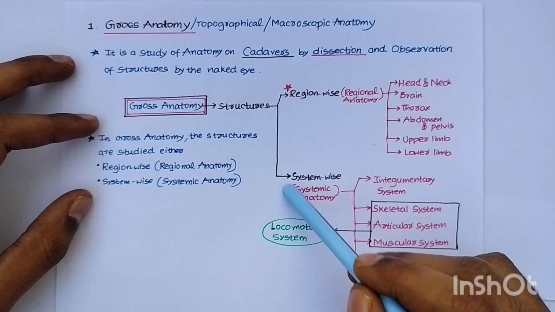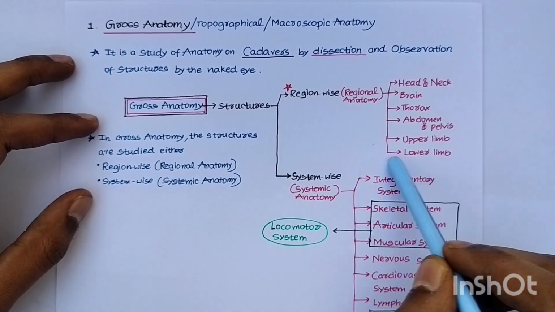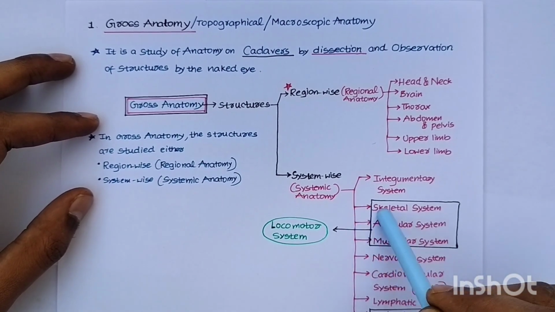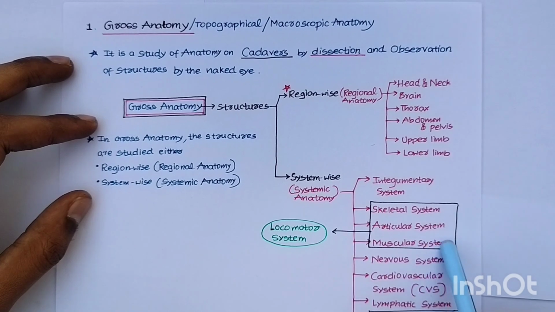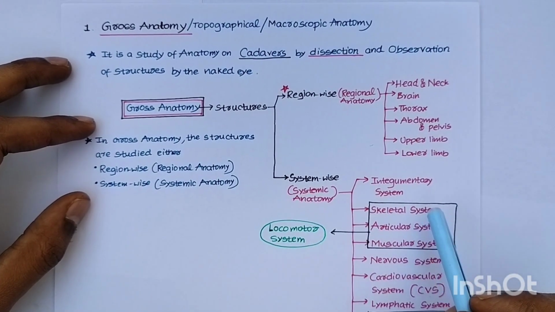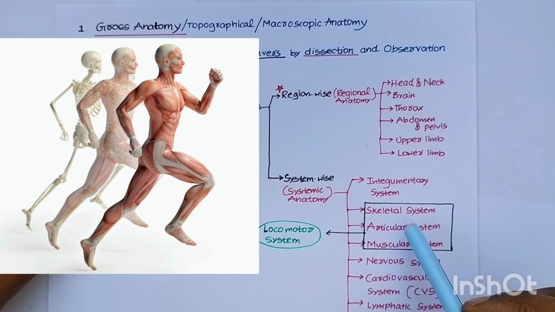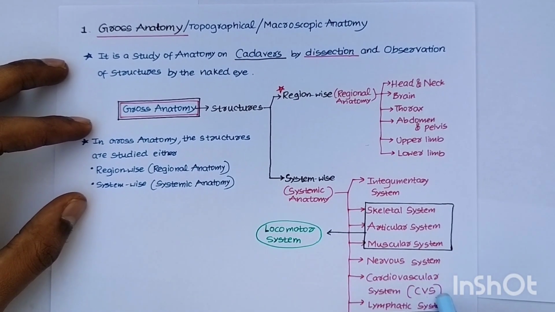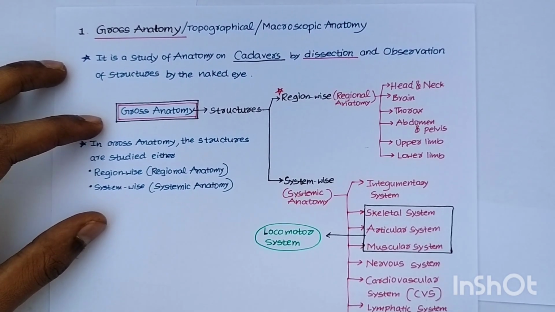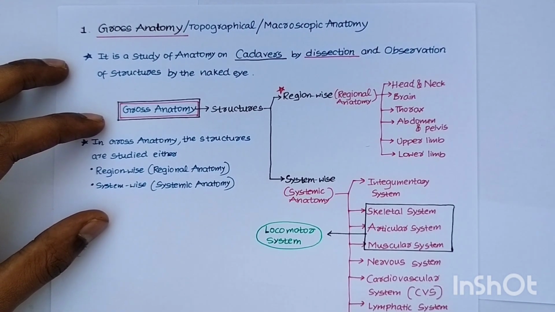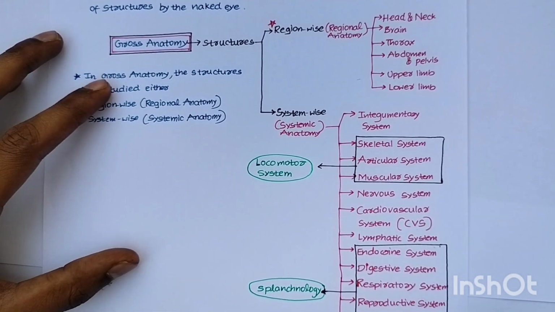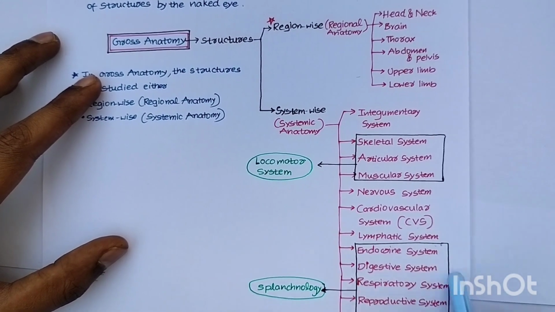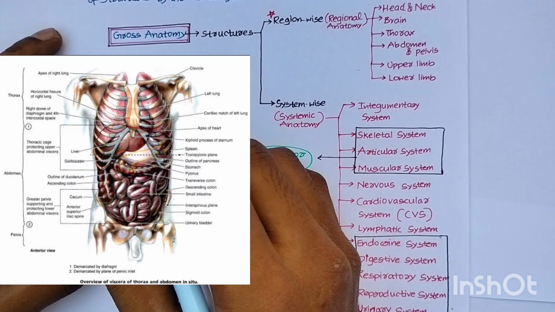In systemic anatomy, we'll see the integumentary system, the skin system, studying the skin and its functions, then the skeletal system, articular system, and muscular system. These three comprise the locomotor system. With skeleton, muscles and joints, we are able to walk and have movements. Then the nervous system, cardiovascular system, lymphatic system, endocrine system, digestive system, respiratory system, reproductive system, and urinary system. The endocrine, digestive, respiratory, reproductive and urinary systems are called splanchnology.